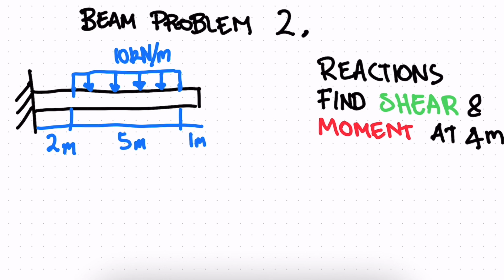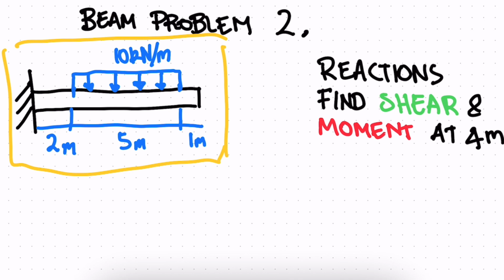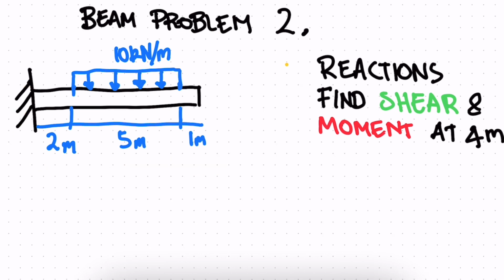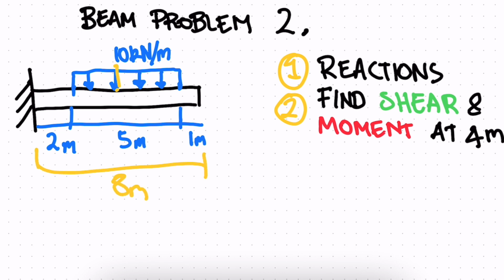Alright, so welcome to the second tutorial on beam problems. In this second example, we have a cantilever beam, fixed at one end, with a distributed load acting on the beam. The first thing we're going to do is find our reactions, and the second is to find the shear and bending moment values. This beam is 8 meters long, so we're going to find them halfway through the beam.